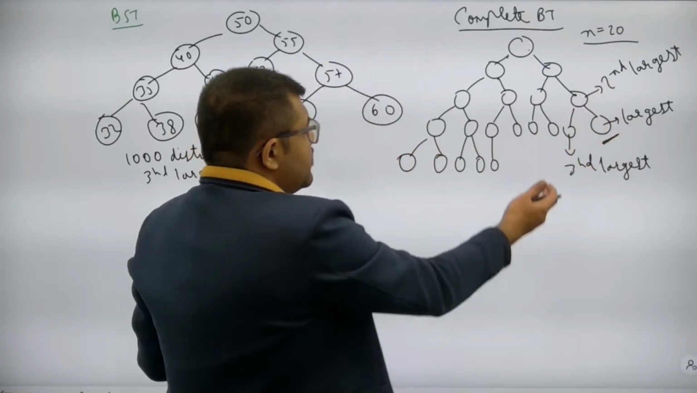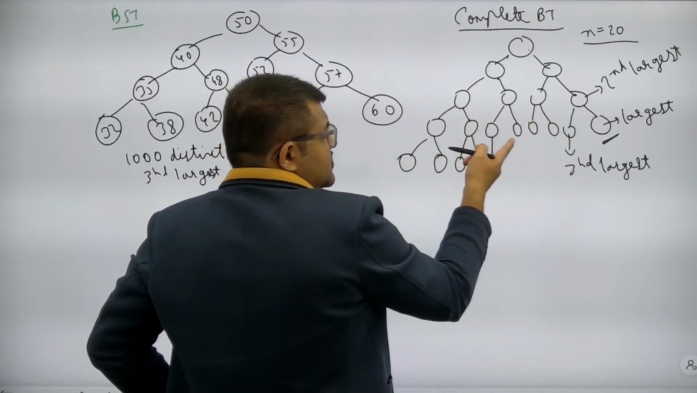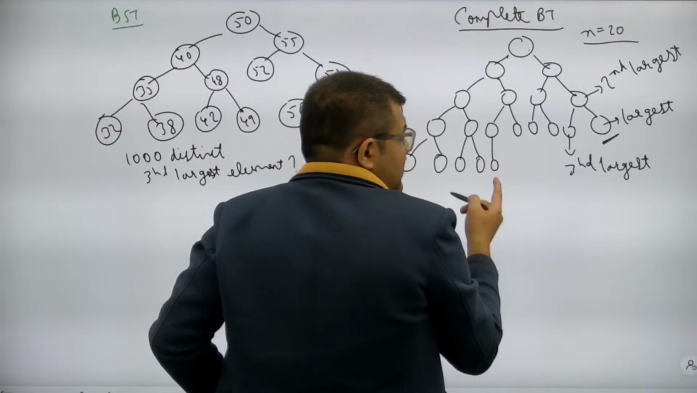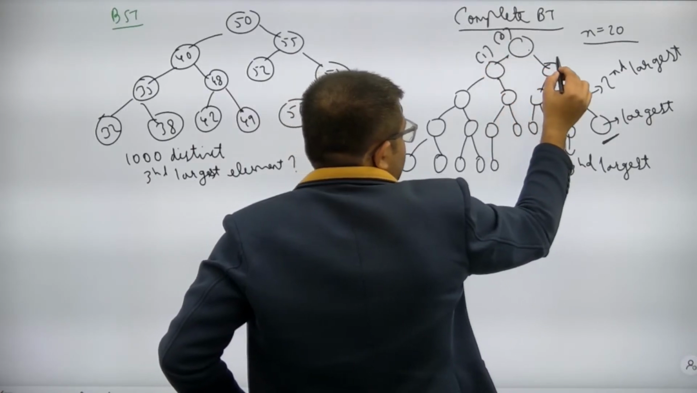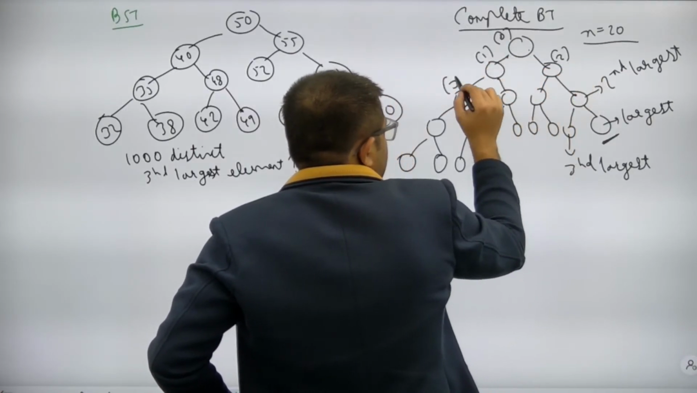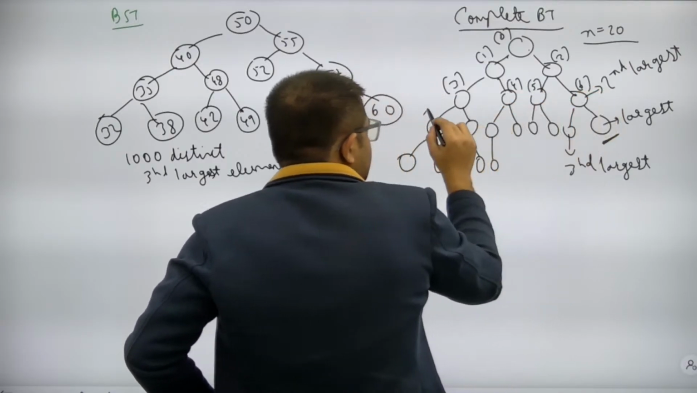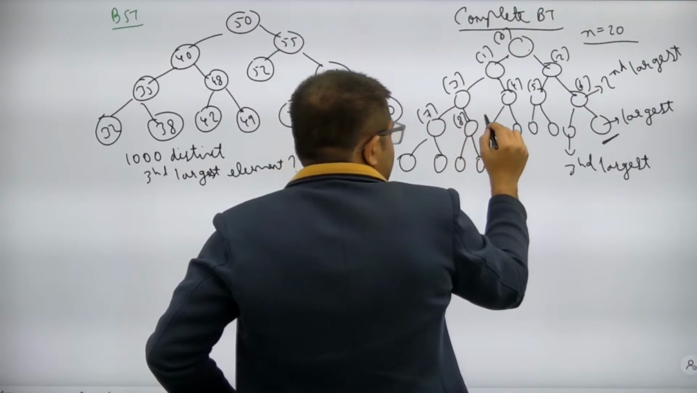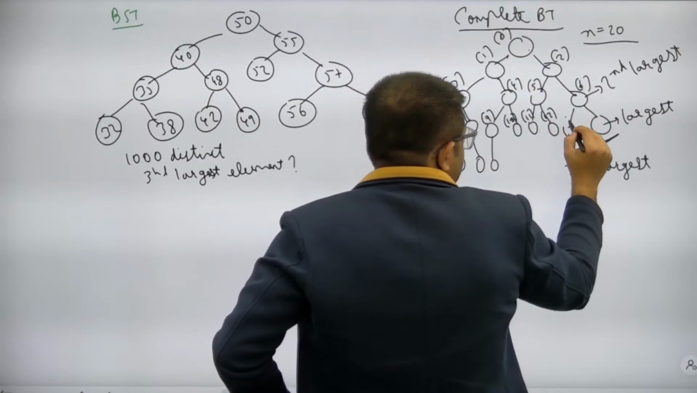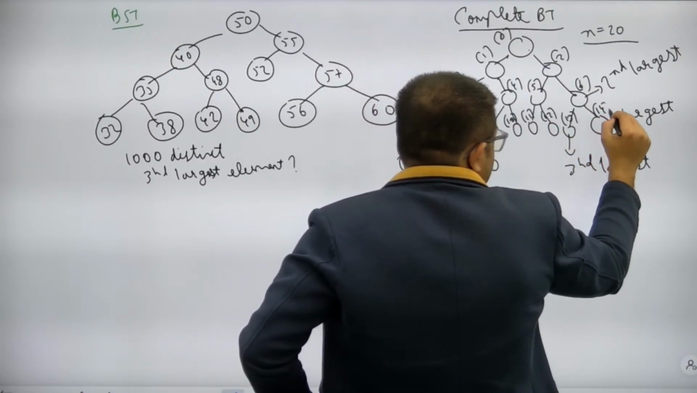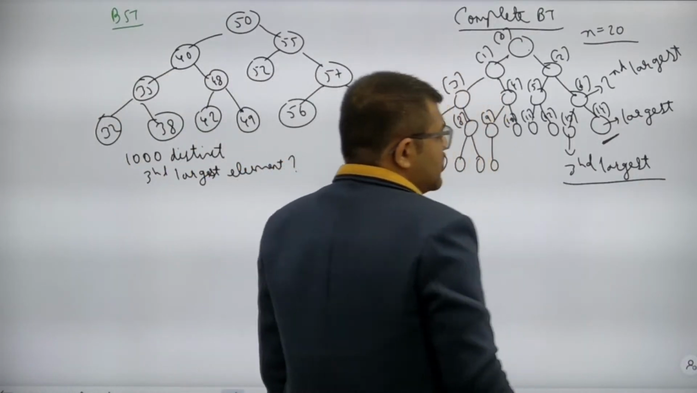Okay, so what will be the node number of this? That I need to tell, index number. Now here it is said that it is implemented using array, which we saw before also, and index starts with 0. So this would be 0 index, this would be 1 index, this would be 2 index, this would be 3 index, this would be 4th index, this would be 5th index, this would be 6th index, 7, 8, 9, 10, 11, 12, 13 and 14. Okay, so the answer for third largest element would be at 13 index.